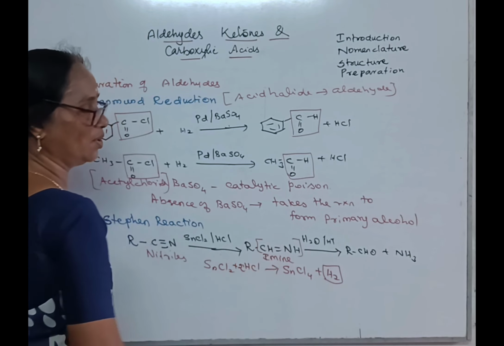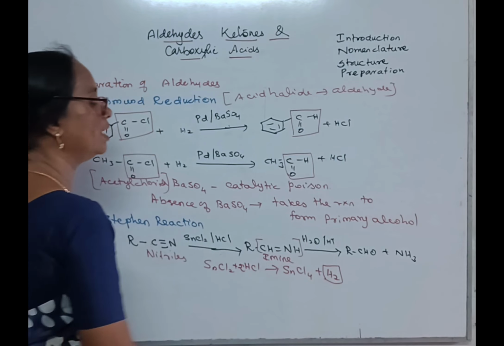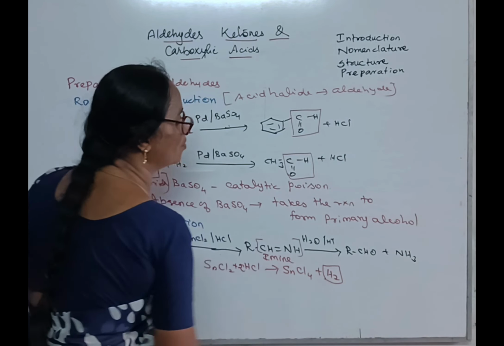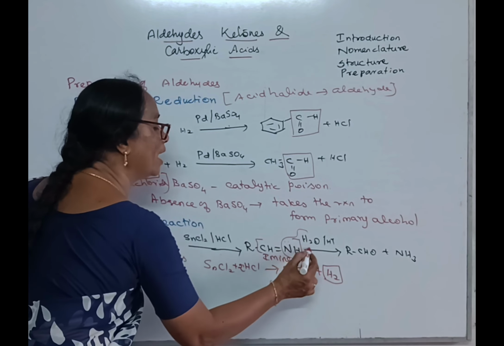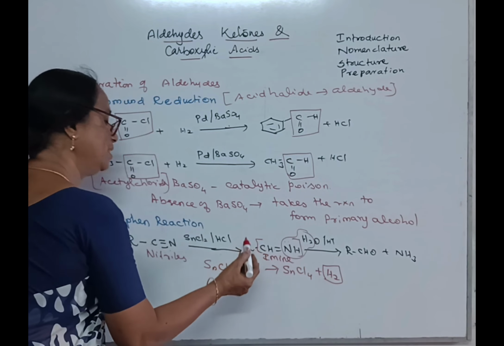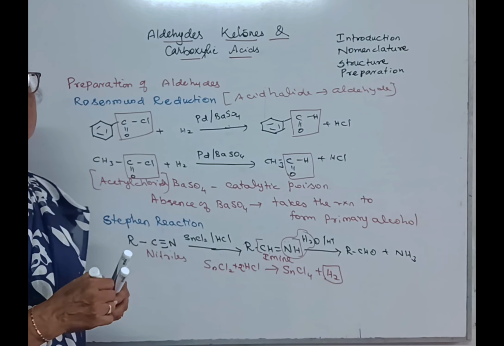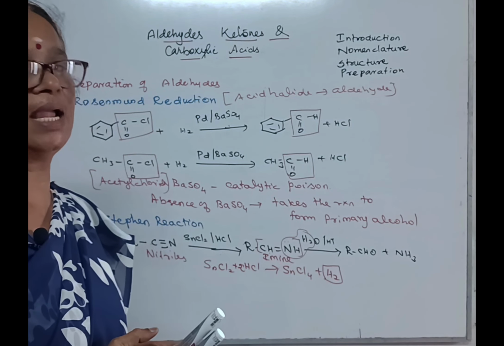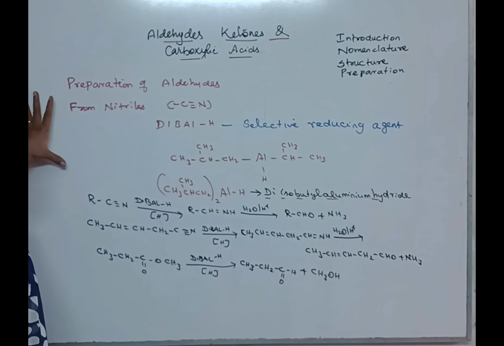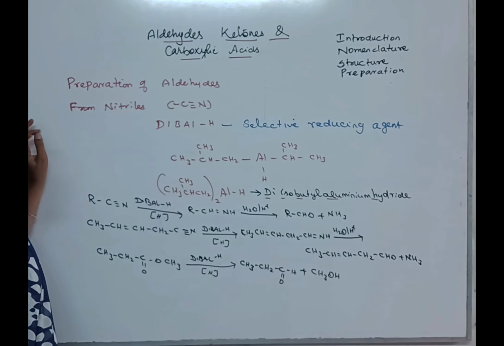It forms imine. This imine, followed by hydrolysis, gives aldehyde and ammonia. So this NH group can add with the 2 hydrogen atoms of water, with RCHO, we are getting aldehyde. So the Rosenmund and Stephen reactions are the most important name reactions from nitriles; before, we have seen about the Stephen reaction.